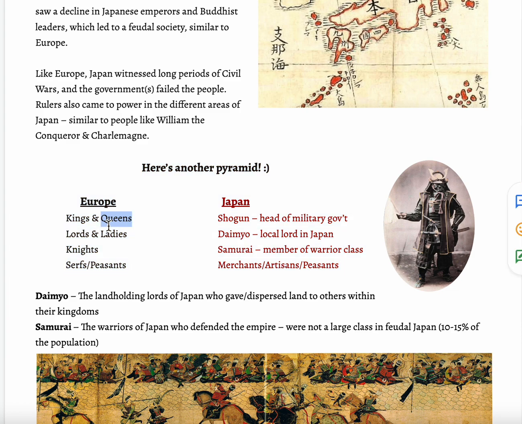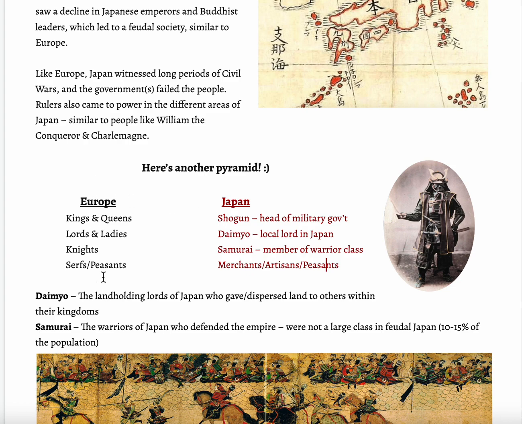You had the kings and queens of Europe. You had the shogun of Japan. You had the lords and ladies of Europe. You had the daimyo of Japan. You had knights in Europe. You had the samurai of Japan. And then you had the serfs and peasants of Europe. And the same, the merchants, the artisans, people that make goods, and the peasants in Japan.